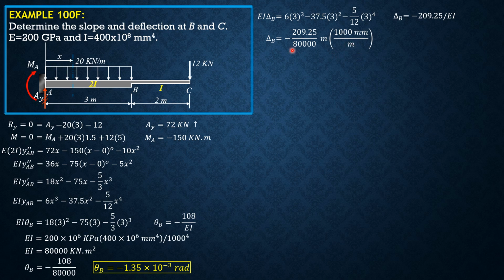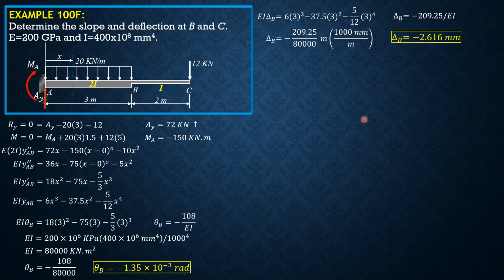Therefore, the shortcut to computing deflection in mm is, instead of multiplying by 1000, we just divide by 80. So whatever is the value here, divided by 80. If it is 100,000 divided by 100, that is automatically in mm. So delta B in mm is negative 2.616 mm. That's a very small deflection.